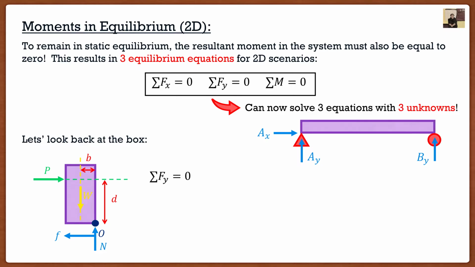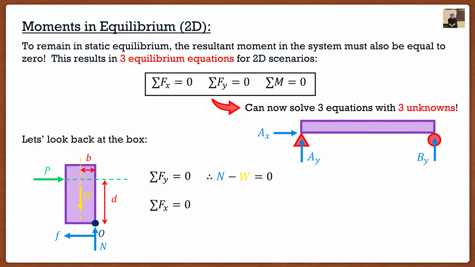If I were to go to the summation of forces in the y direction, so the vertical direction, I have two forces. We have a normal force, which is going upwards, so it's positive, and we have a weight, which is going downwards, so it's negative. And this makes sense, because if I were to rearrange this, it means that my normal force is equal to my weight.